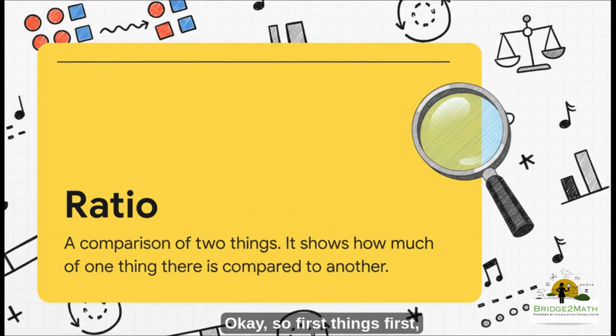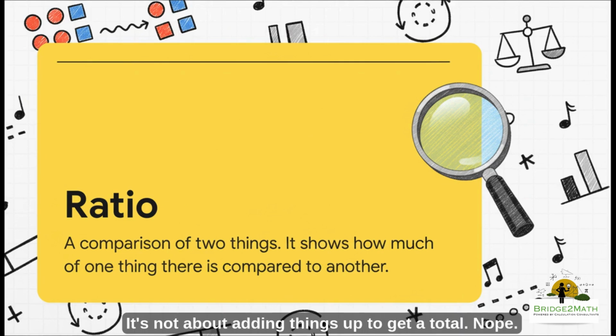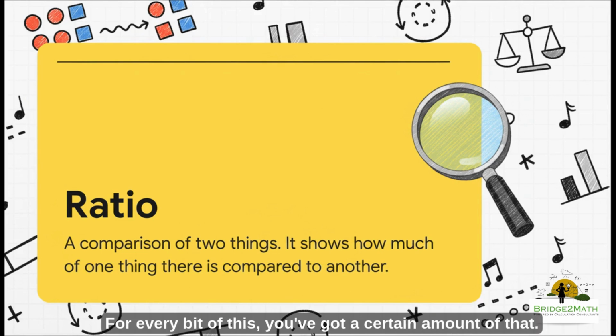Okay, so first things first, let's just do a super quick refresher so we're all on the same page. A ratio? It's not about adding things up to get a total. Nope. It's all about comparison. It just shows the relationship. For every bit of this, you've got a certain amount of that. And getting that relationship is, well, it's everything.